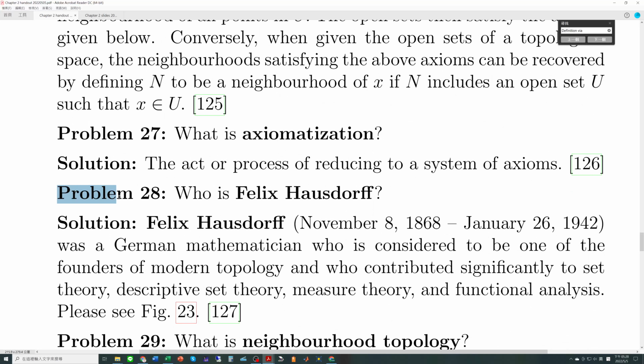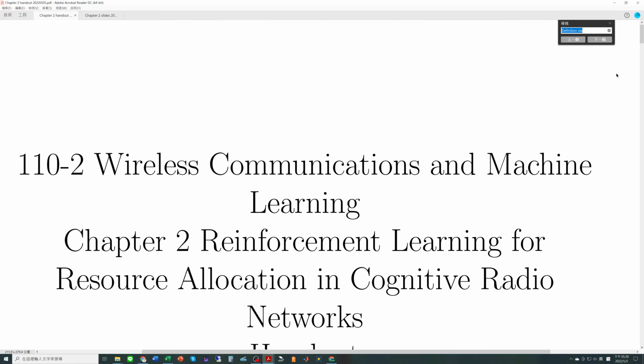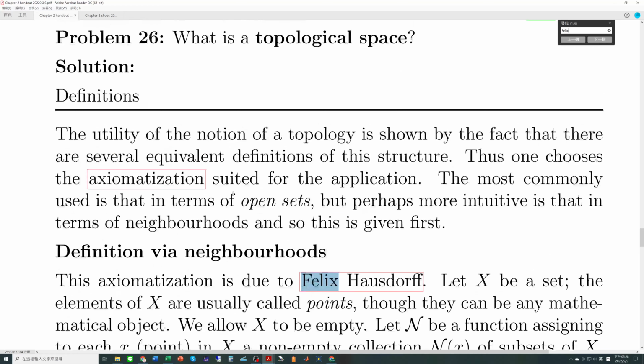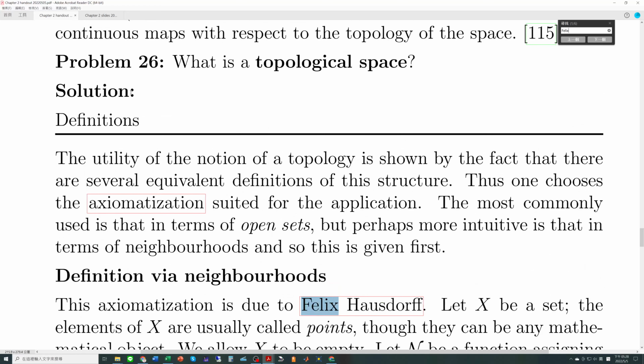Next, problem 28. Who is Felix Hausdorff? Why do we need to know who Felix Hausdorff is? Because, let us search for Felix. Felix Hausdorff appears here, in the solution to problem 26, what is a topological space?